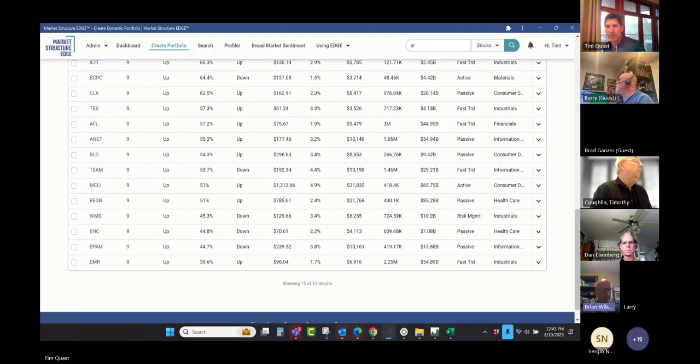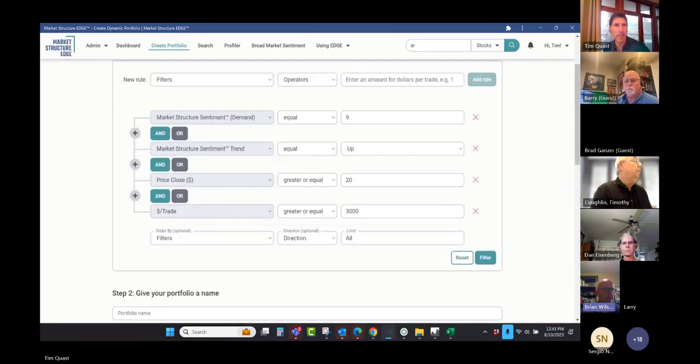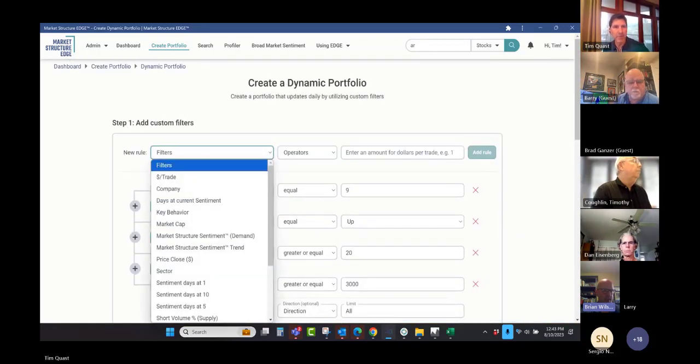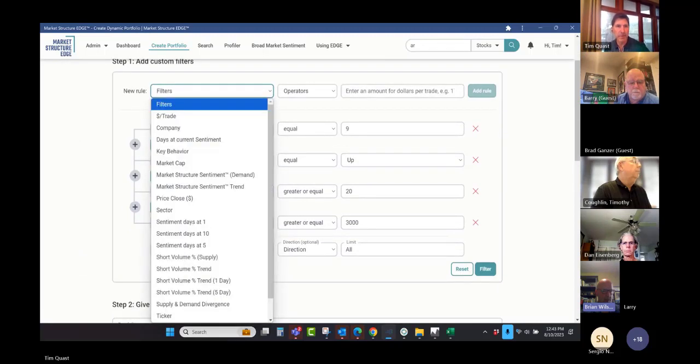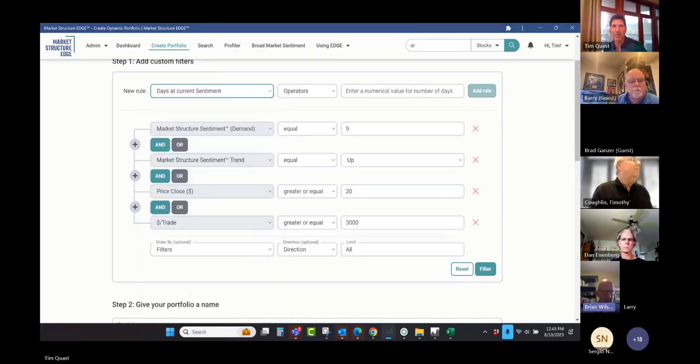Okay, so hey, Tim, one additional criteria you could add on there. You could put in the days at current sentiment, and you could put that at 1. Oh, good point. Okay, so let's see, fourth one down, days at current sentiment. Good point.